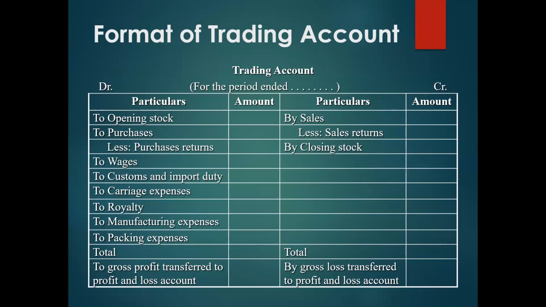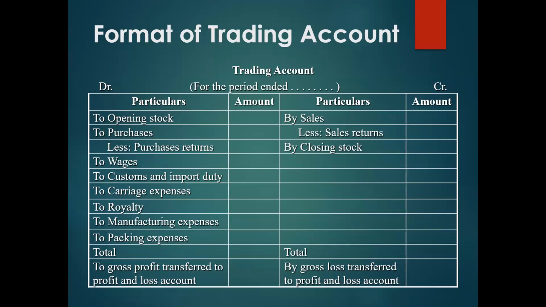Carriage expenses are something like carriage inwards. So when you are doing procurement from the vendor, whether it's raw material or semi-finished components, those materials have to be transported to the production house or to the business unit. The transportation cost, if the business is taking care of it, is where the carriage expenses come in.